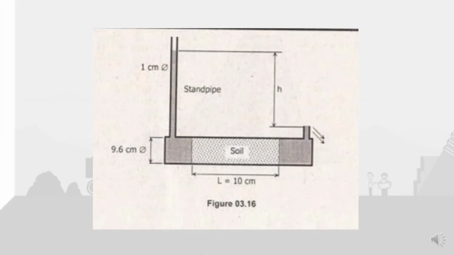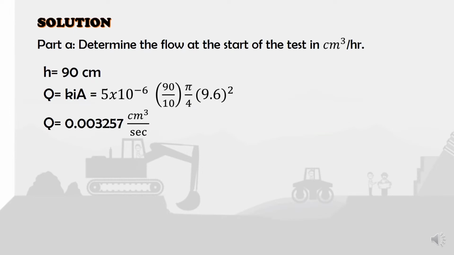Now, let's look at the figure from the sample problem number 1. Solution for part A. Since it is already given that 90 centimeters is the height of the water, then the equation Q equals KIA came from Darcy's law, in which Q stands for the discharge, K is the hydraulic conductivity, i is the hydraulic gradient, and A is the cross-sectional area through which flow occurs. Now, by direct substitution to the given formula, we yield Q equals 0.003257 cubic centimeter per second, or converted to 11.72 cubic centimeter per hour, and that would be the final answer.